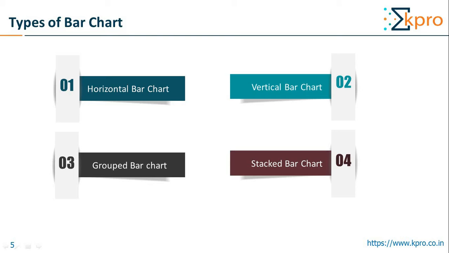The next one is the vertical bar chart. In this, the bars are vertical, which means the taller the bar, the larger the category. In general, vertical bar charts are used.